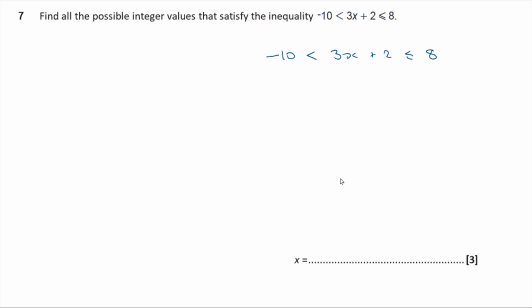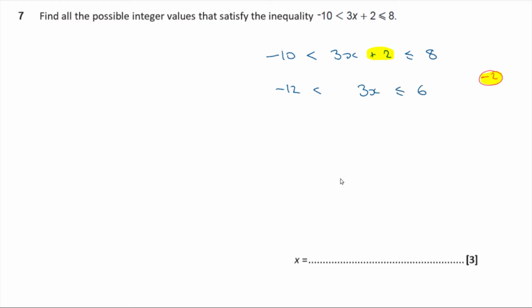Okay, so first thing I'm going to do is subtract 2 from all sides. Can you see I've got a 2 sitting here? So if I take that away from all sides, I'm going to end up with minus 12 is less than 3x, which is less than or equal to 6.